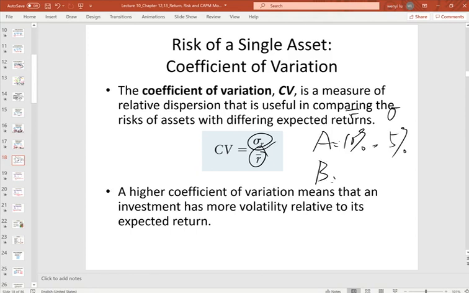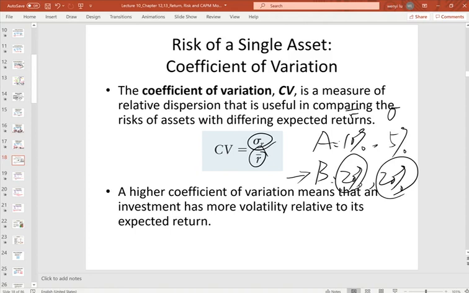B has a return of 20%, and the risk is 20%, for example. So which stock would you choose? If you only look at the return, you will say B is better. However, B has a higher return but also a higher risk. It's not easy to determine directly which one is better. We should use something called relative measures to compare these two investments.